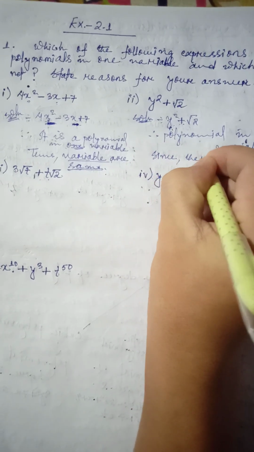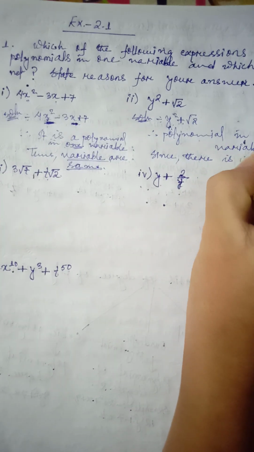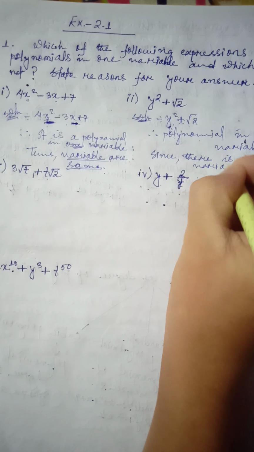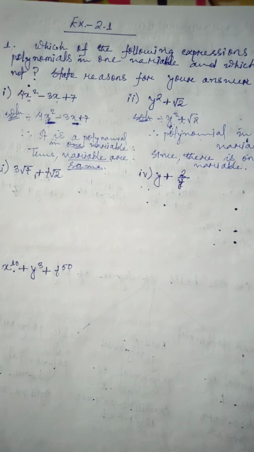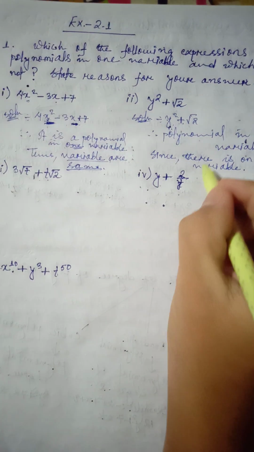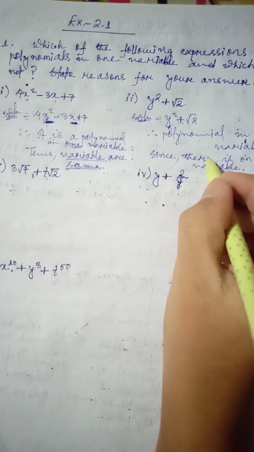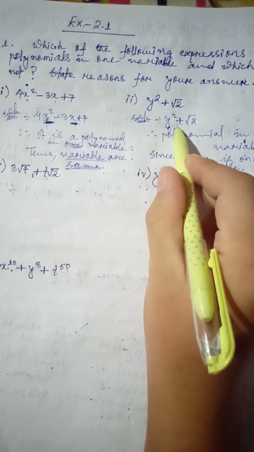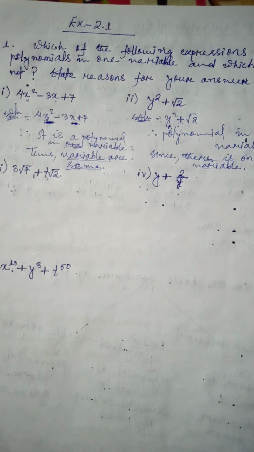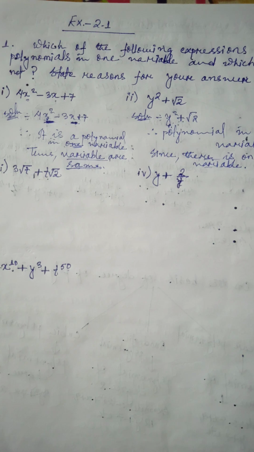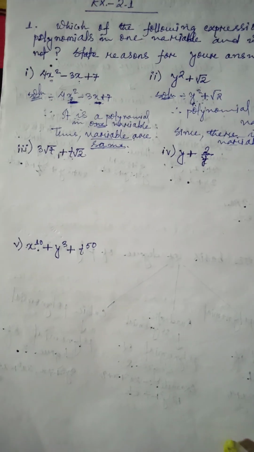Since there is only the y variable, and no other variable except y, this polynomial belongs to polynomial in one variable. This is the reason. Is it clear to all of you? If it is clear, then let us proceed to Roman number 3.